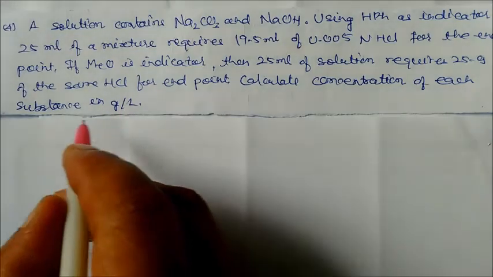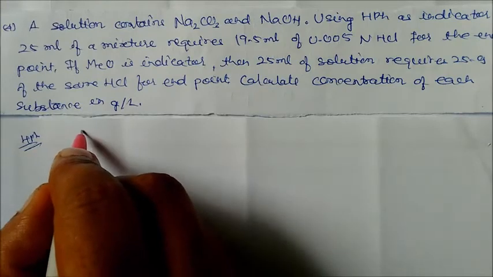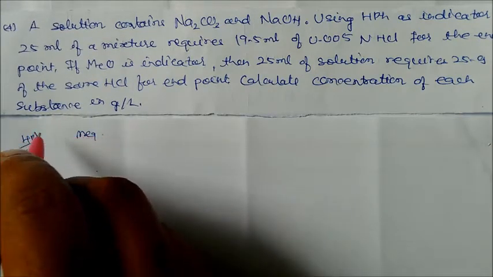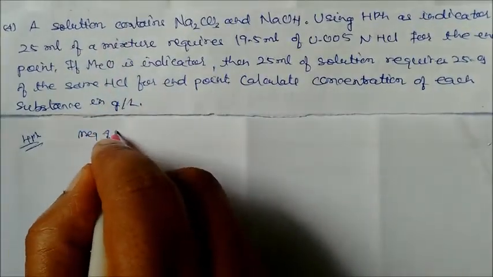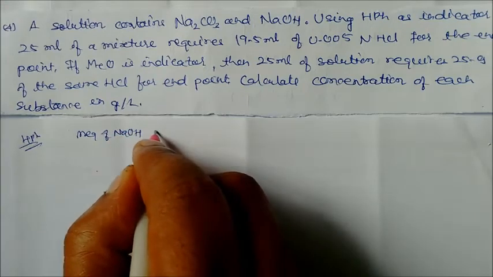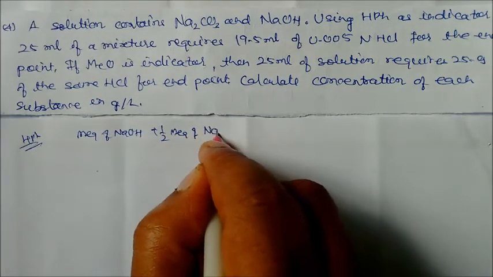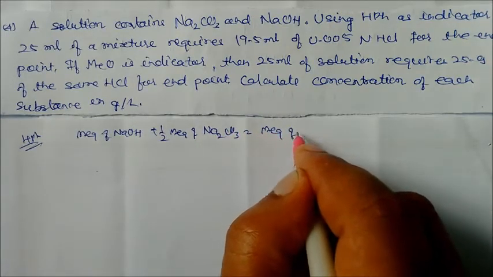So first we will take the phenolphthalein as indicator. In this case, if you take phenolphthalein, here again we use milli equivalent, because in the presence of phenolphthalein this will be fully neutralized, and this will be half neutralized. So milli equivalent of NaOH plus half milli equivalent of Na2CO3 is nothing but equal to milli equivalent of HCl.